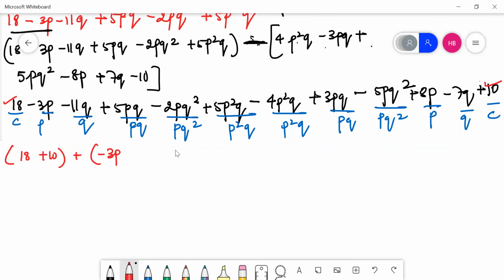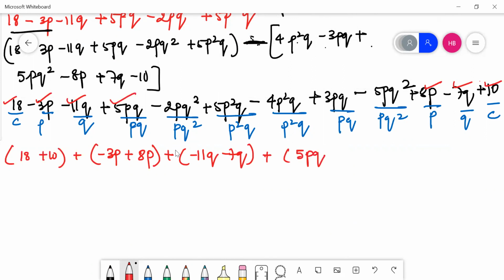So minus 3p included, and 8p plus 8p. Any other thing which is included? No. Now let me include q, the like terms which has q as a variable. Minus 11q, done, and minus 7q, right? This is done. Then just include the terms which have pq as the variable. So 5pq. Then what else is plus 3pq, correct, included.